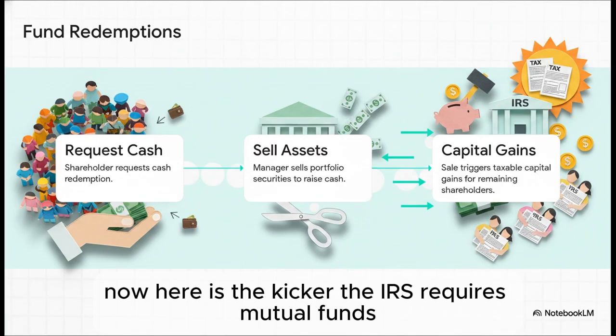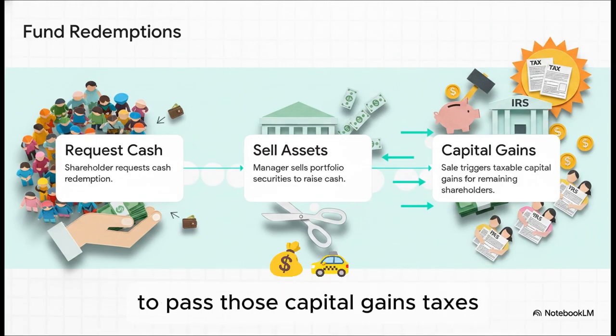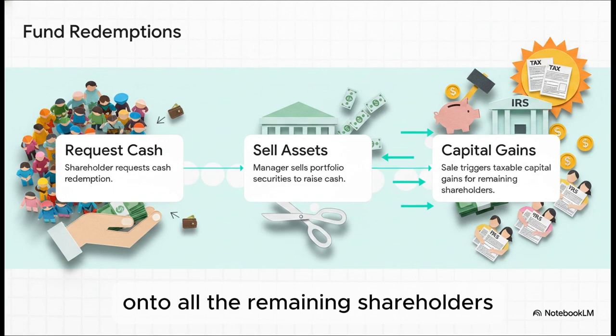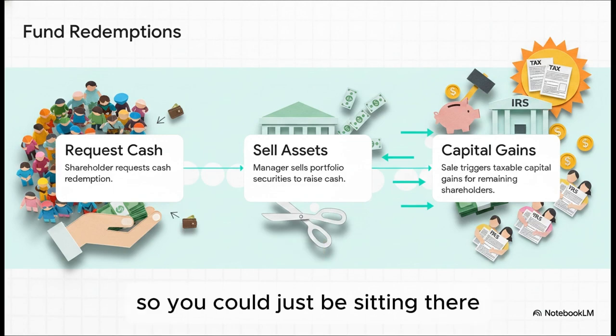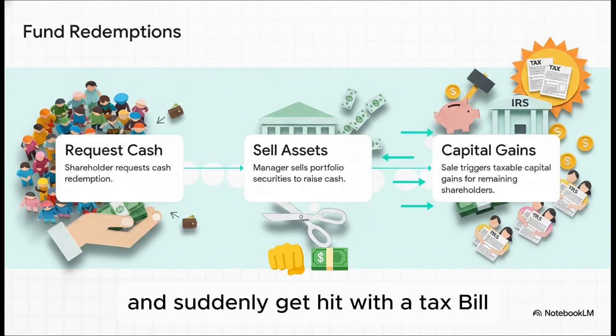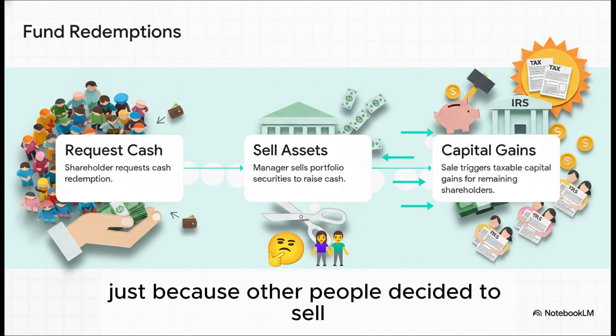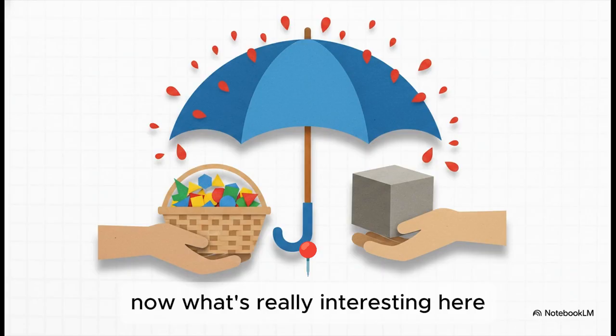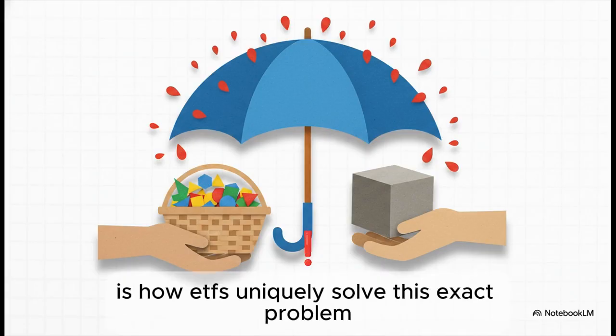The IRS requires mutual funds to pass those capital gains taxes onto all the remaining shareholders at the end of the year. So you could just be sitting there holding your mutual fund shares peacefully, doing nothing, and suddenly get hit with a tax bill just because other people decided to sell. Now, what's really interesting here is how ETFs uniquely solve this exact problem.